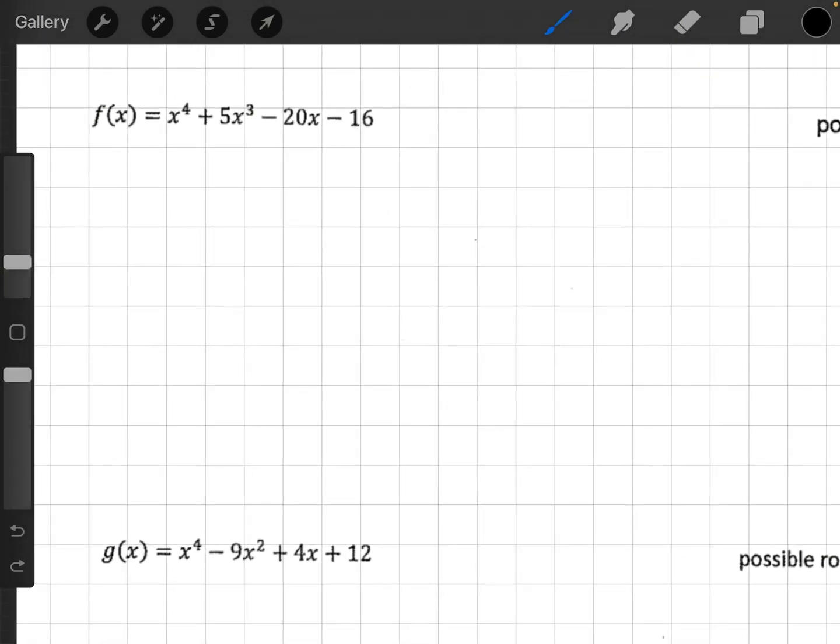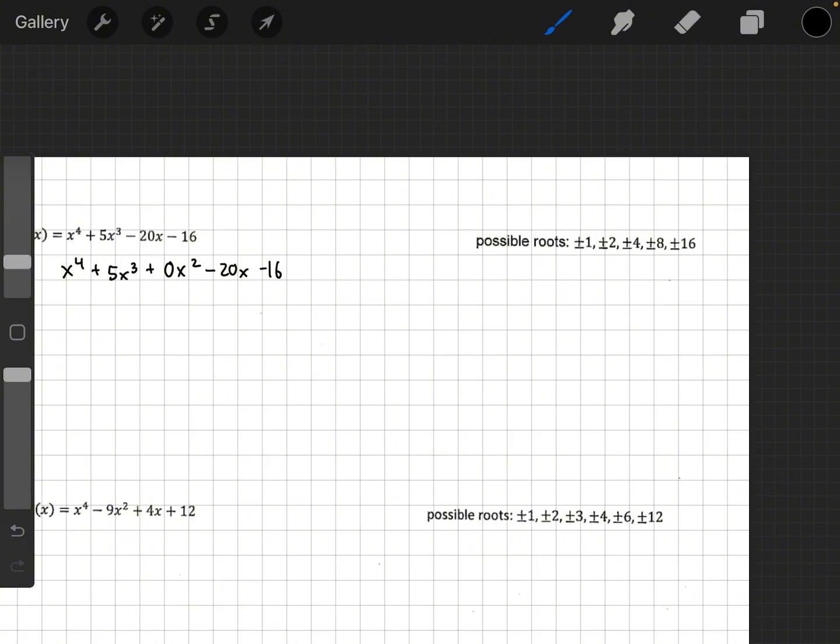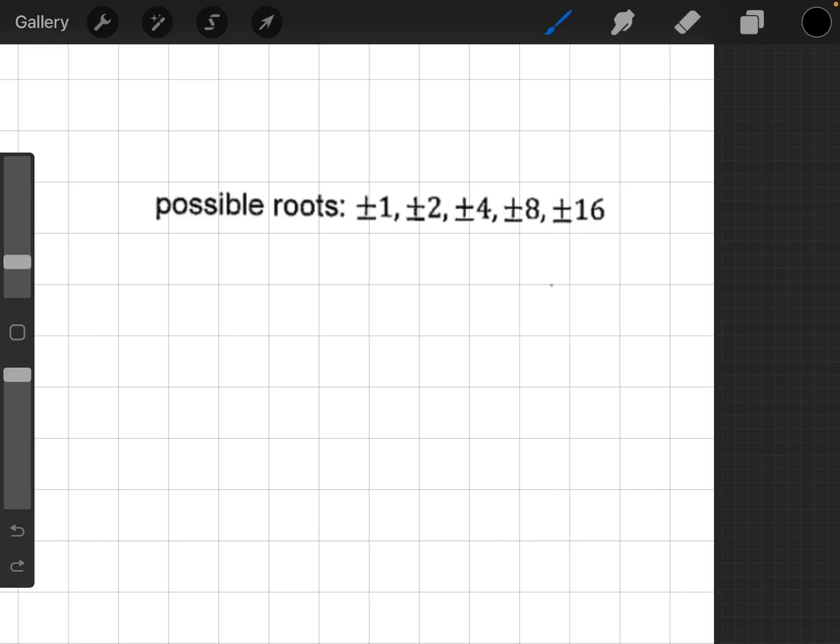If it helps to not skip missing terms, we can always rewrite these equations to include them with zeros as placeholders. So we go from 3 to 1, so we're missing x to the power of 2. So the 0 placeholder, minus 20x minus 16. They're the same equation, but it makes it easier to see when we set up the synthetic division. Now for the possible roots, they're listed here, so we can pick one from here. We have plus minus 1, positive or negative 2, positive or negative 4, positive or negative 8, and positive or negative 16.